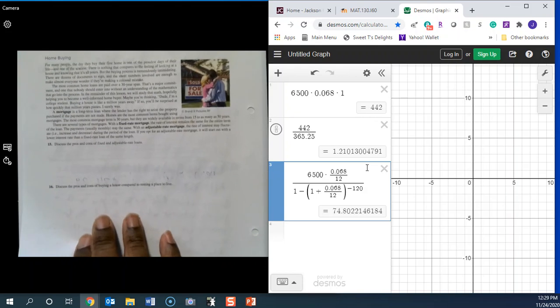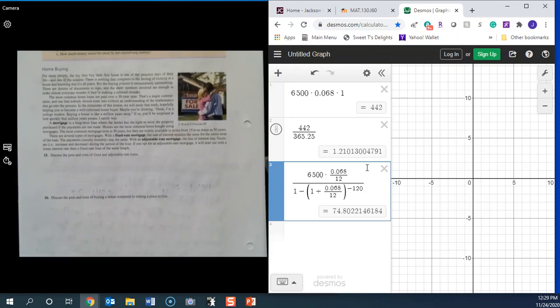Now, home buying. It says for many people, the day they buy their first home is one of the proudest days of their life and one of the scariest. There is nothing that compares to the feeling of looking at a house and knowing that it's all yours. But the buying process is tremendously intimidating. There are dozens of documents to sign, and the sheer numbers involved are enough to make almost everyone wonder if they're making a colossal mistake.